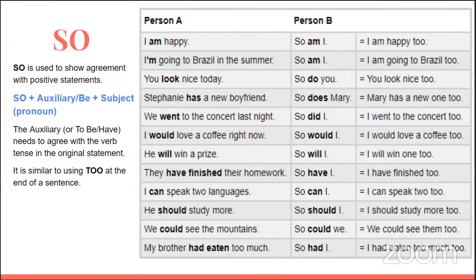Very good. So as you can see, you can express your agreement to any positive statement using so at the beginning, followed by the auxiliary and the subject, or the other way, repeating the phrase and adding too at the end. All right. So here, this way with so, or this other way with too. Do you have any doubts or questions about this?